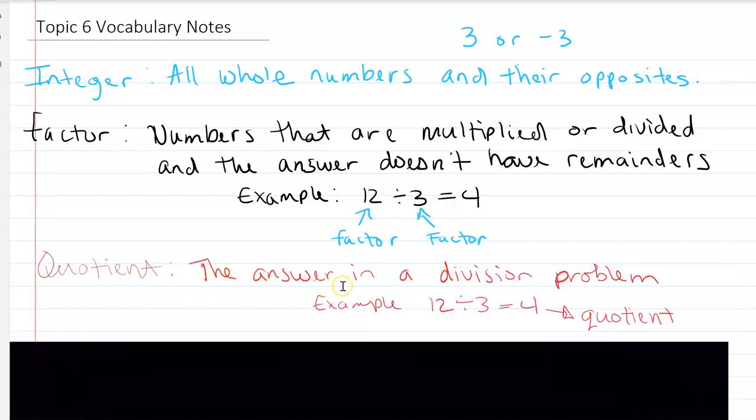Quotient, the answer in a division problem. Remember the example above? Here it is again. 12 divided by 3. We know the 12 and the 3 are factors, and they equal 4. 4 is known as the quotient.